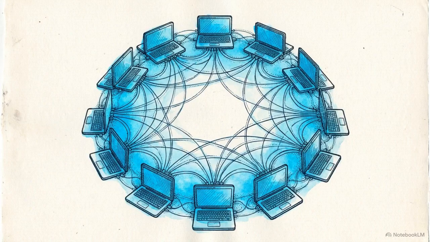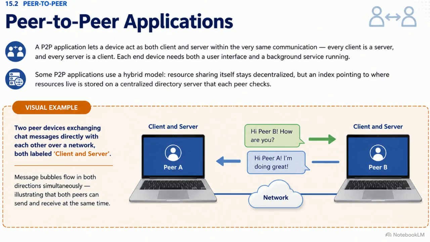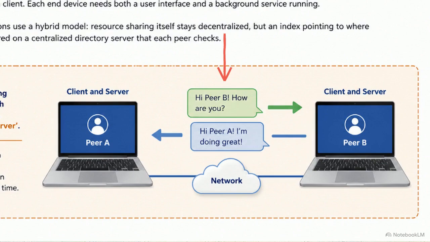But networks can also use the exact opposite architecture, the peer-to-peer or P2P model. As shown in this P2P topology, the central server is eliminated entirely. Every connected device, or peer, has direct access to shared files and hardware, like a printer, without going through a central hub. Notice the labels in this exchange. Both peer A and peer B are marked as client and server simultaneously. A single machine might act as a server to deliver a file for one transaction, while instantly acting as a client to request data in another.